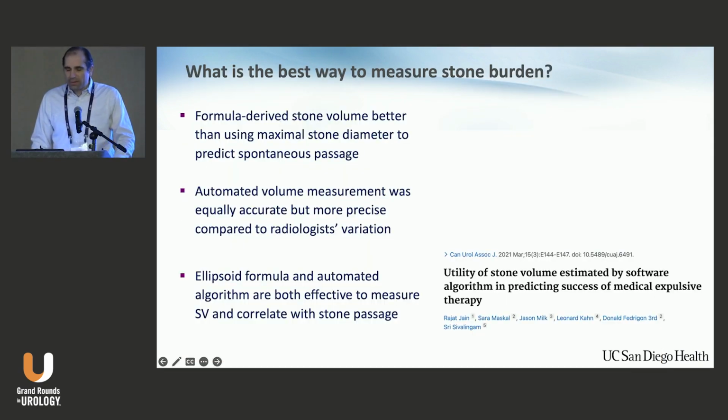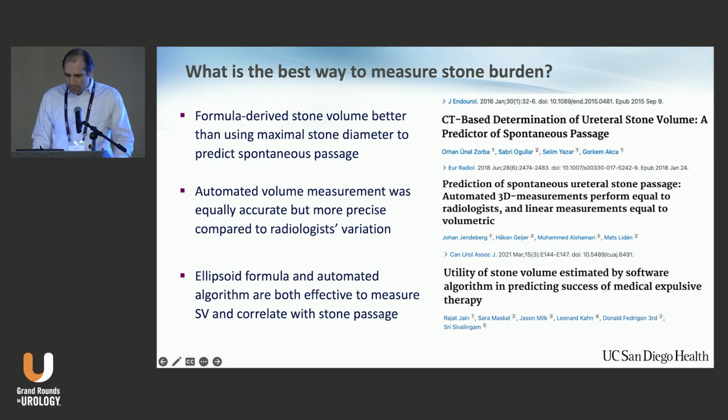So what's the best way to measure stone burden? There's a growing number of studies that are looking at this concept across a variety of different outcomes. Today we're going to focus on spontaneous stone passage. But this study in 2016 suggested that stone volume is better than using the maximum stone diameter to predict passage. And they essentially just used a formula. So the urologist, just like you'd measure the stone, instead of measuring one dimension, they just looked in all three views and they measured all three dimensions and put it in a formula.